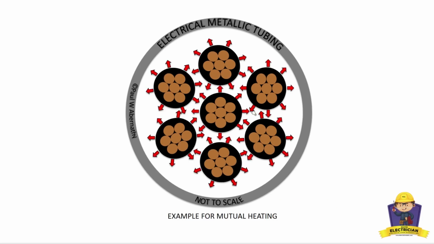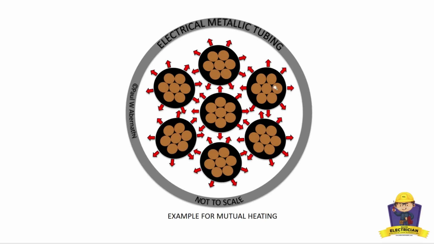Now this is a depiction of mutual heating. So these individual conductors are in this raceway. We're not doing a raceway fill calculation, of course. That's why it's not to scale. All we want to say is that under load, each one of these conductors is putting off actual heat. And you're getting mutual contribution from the conductor that's right next to it. Of course, you're also getting radiated mutual contribution from the raceway that encompasses it.